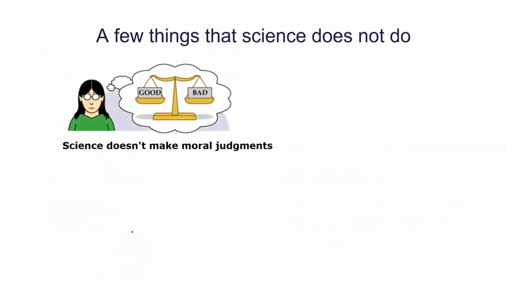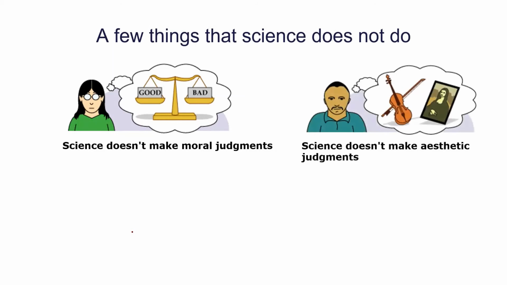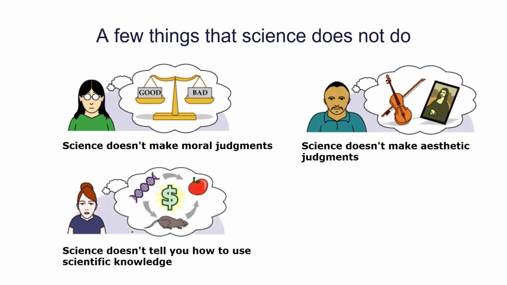So a few things science does not do. Science is not a form of ethics. Science itself is not good or bad. We can do good things or bad things with science. Think about nuclear bombs or nuclear electricity. It's not science that makes it good or bad. It's people. Science doesn't say things are pretty or beautiful or anything like that. Those are very subjective kind of things. Science doesn't tell us how to use that knowledge. Like I said, we can do lots of great things with it. We can do nothing with it.